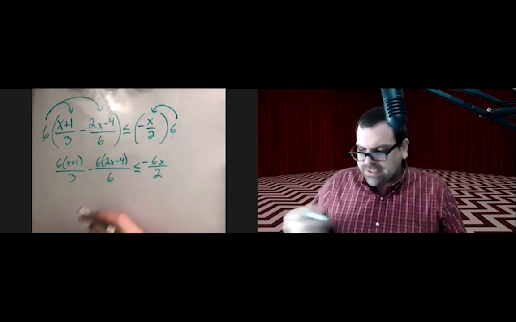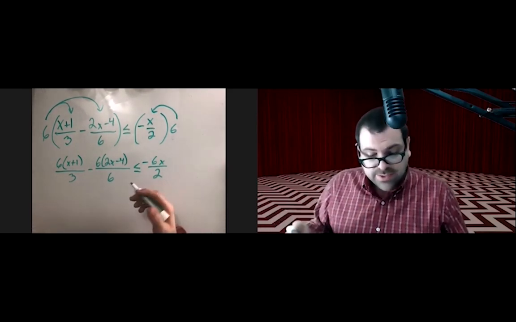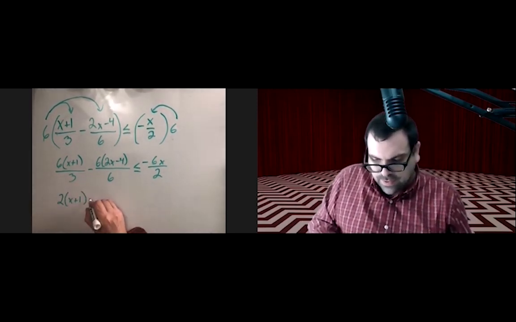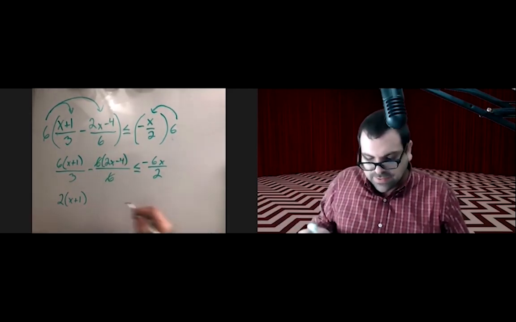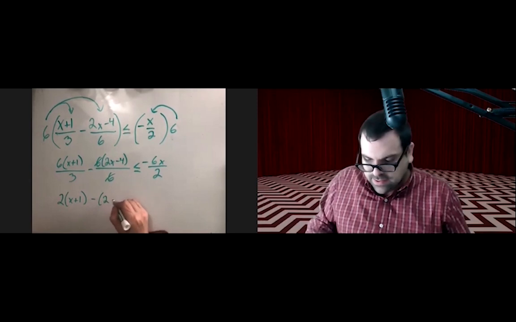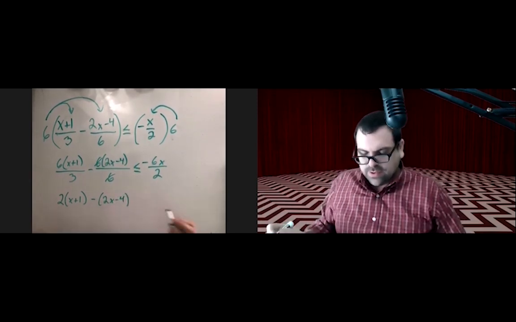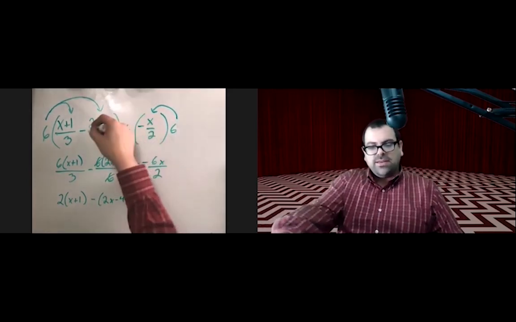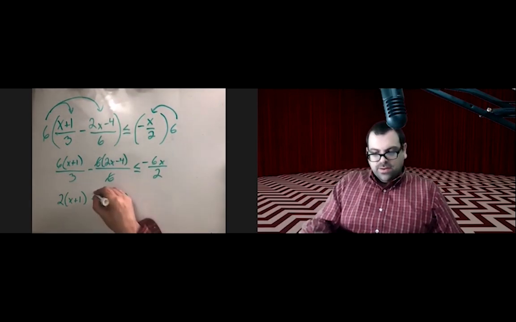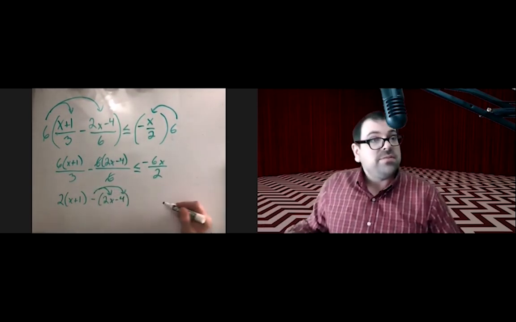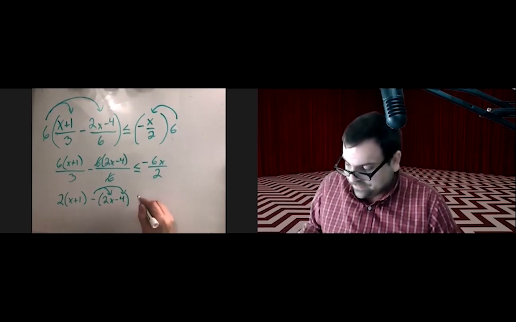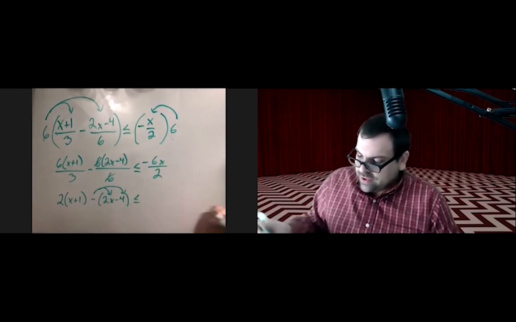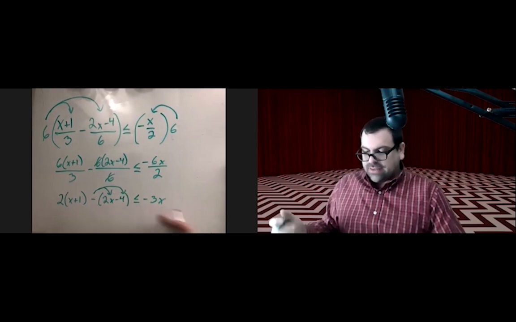How is this helpful? Like I said, it's going to get rid of the fractions for us, because 6 over 3, that's just 2. And then 6 over 6, that cancels. So that's minus the entire 2x minus 4. Very important to keep that in parentheses because it is subtracting that entire thing, which means in the next step, we're going to have to be sure to distribute that negative. Less than or equal to negative 6 over 2. That's negative 3x. And look at that. The fractions are gone.